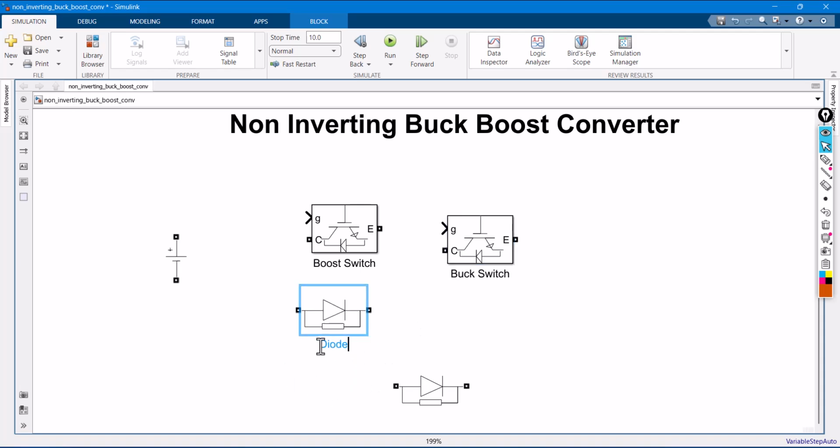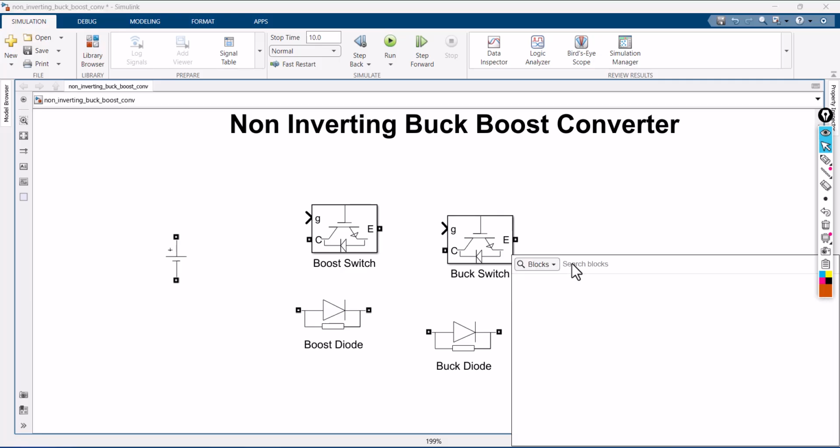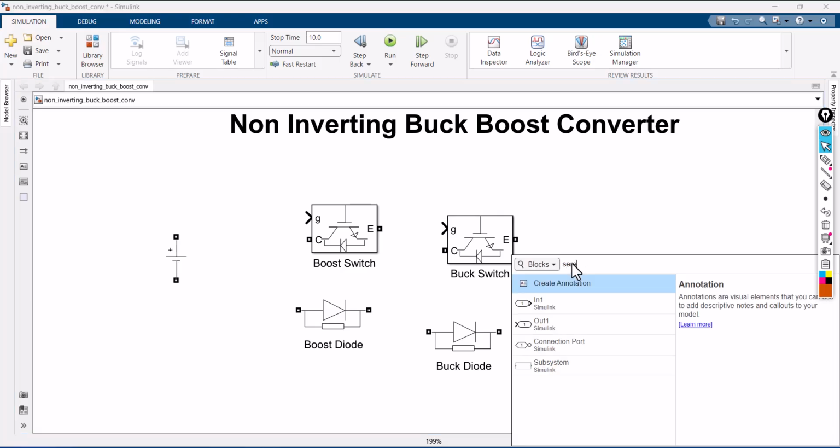Similarly, I'll rename this one boost diode, and this one buck diode. This is for our easy understanding. And I need an inductor, capacitor as well as a resistor. Series RLC branch.